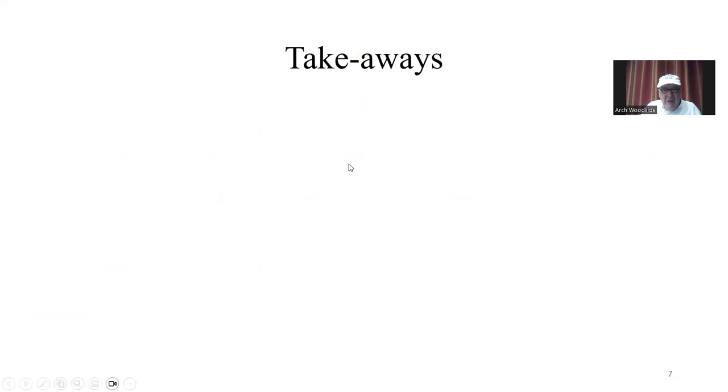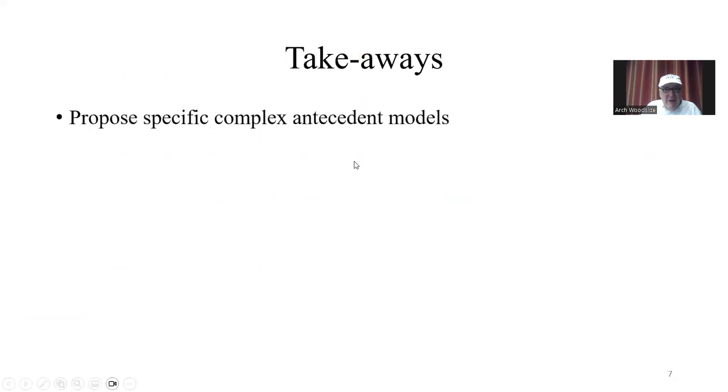mention to you that the takeaways from this brief lesson here is that you can propose specific complex antecedent models, and a complex antecedent model would have 2 or more conditions conjoined together, such as PAL and low price, or PAL and high price, or expertise in PAL. You can look at that.